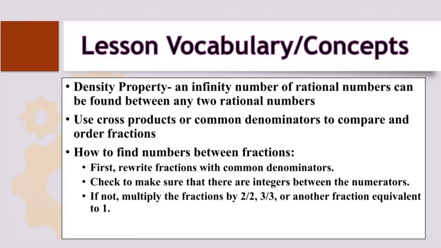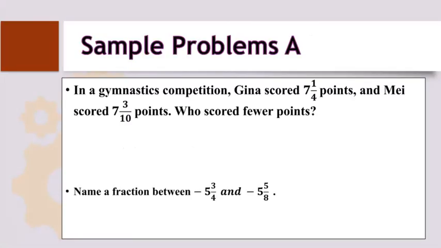Well, if it's fractions, we want to get common denominators. And so you're going to have to multiply by an equivalent fraction equal to 1, just so that you can determine if the integers in the numerator can have numbers in between. If not, then just multiply the fractions by 2/2, 3/3, or 4/4, and so on. We're also going to use cross products or common denominators to compare and order fractions. So first off, let's look at our first example.